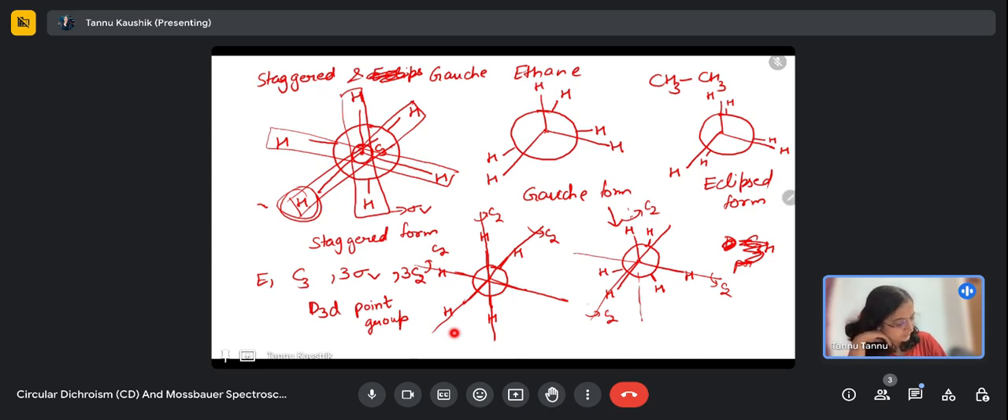So here we also have sigma V planes on these C2 axes of symmetry. So in this case, we will have C2V point group, and in the eclipsed form, we will have D3H point group. So these are the differences between these three geometries, three isomers of ethane.